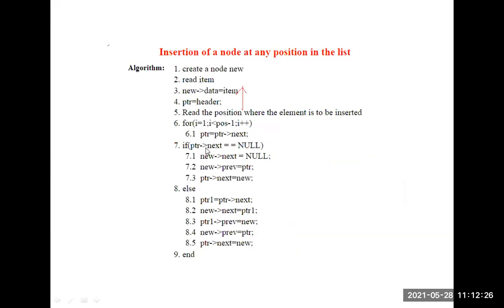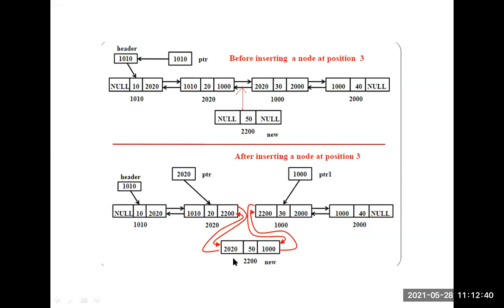After the position function, ptr of next equal to null. So new of next equal to null, and new of previous equal to ptr, and ptr of next equal to null. See here, in this way you have to connect the path.